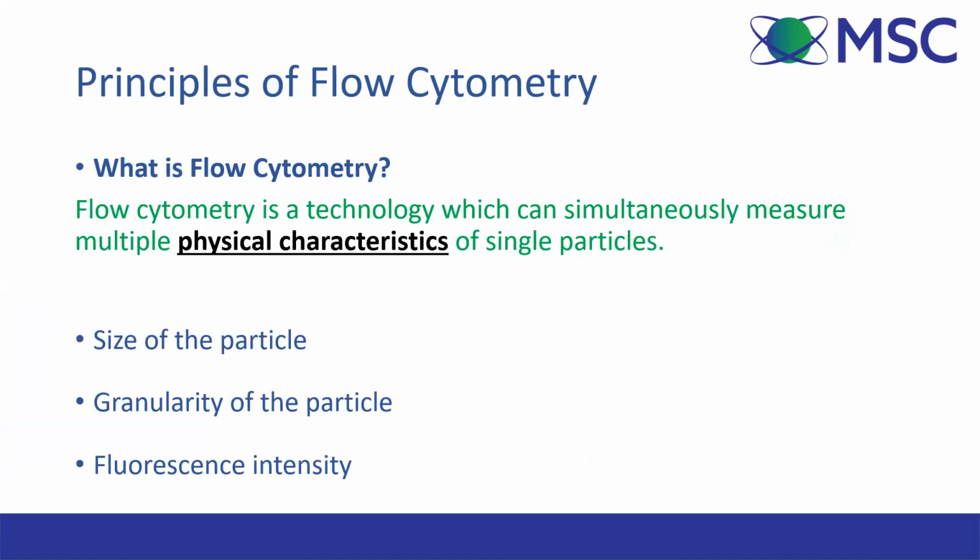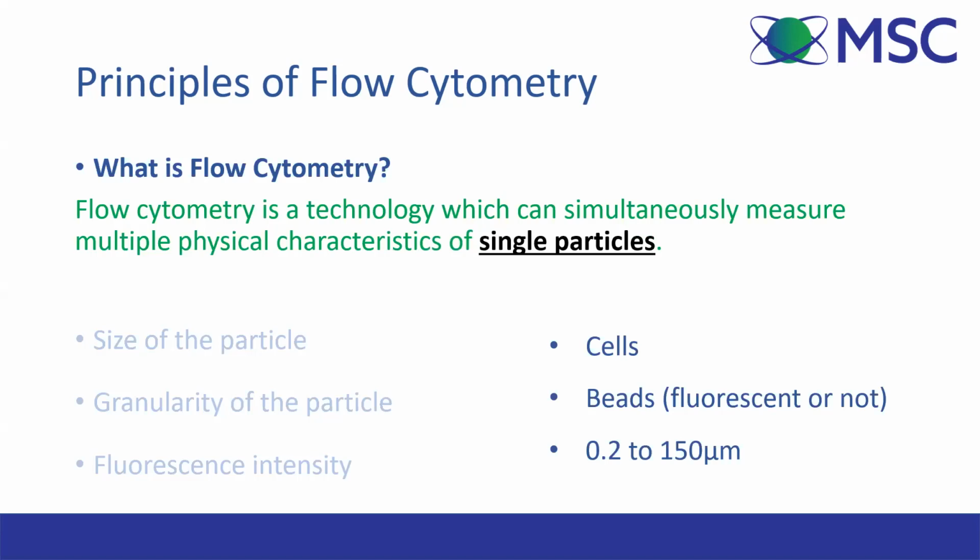So what do we mean by physical parameters or physical characteristics? Well, flow will give us information on the size of a particle, the granularity of the particle. This is information on the internal complexity of the particle, and it's particularly useful for different cell types where they might be of a similar size, but the granularity can give us really useful information on the differences between them. An example of this is if you're looking at, say, the activation of macrophages, where the cells become more granular as they're activated. And of course, as we all are probably aware, flow also gives us information on the fluorescence signal from each particle.